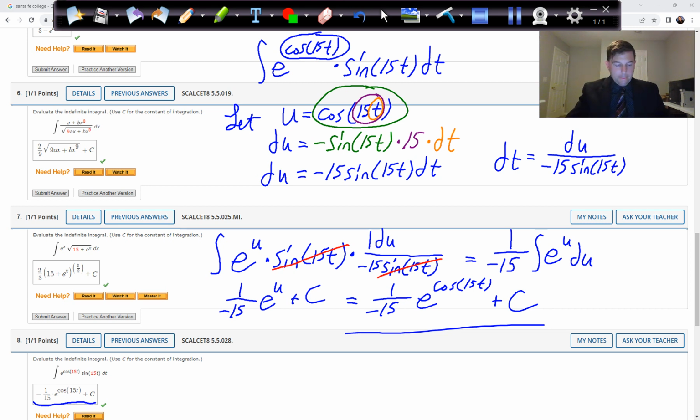Okay, so that one, we were tempted to use sine as our u function, but I didn't take us down that dead end road. I guess I could have just to show you what it would be like, but this is what you should do to get it correct for problem 8.